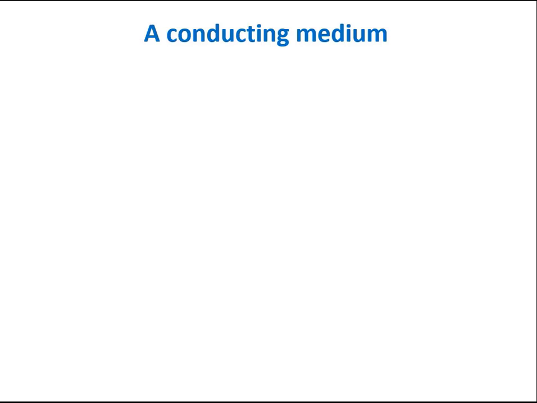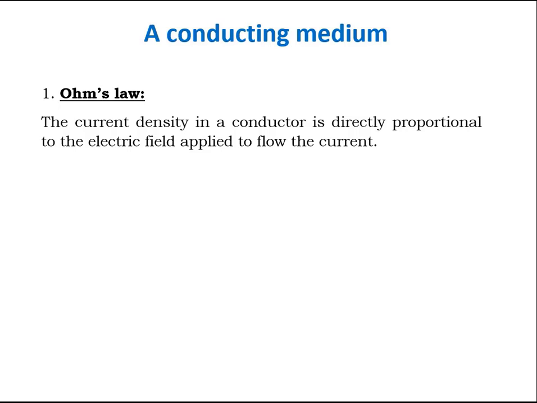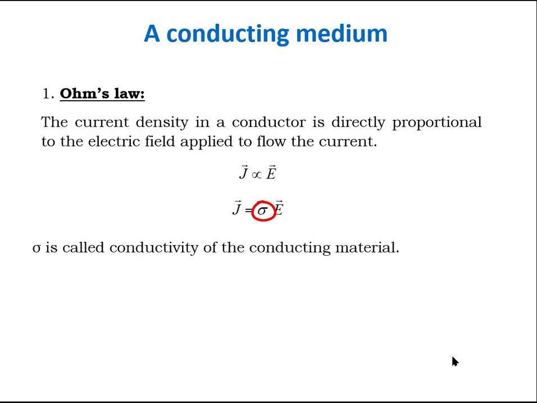But before proceeding further, we start with defining a conducting medium. For this, we shall discuss a few properties of a conducting medium. The first one is Ohm's law. According to Ohm's law, the current density in a conductor is directly proportional to the electric field applied to flow the current. The proportionality constant is known as the conductivity of the medium.